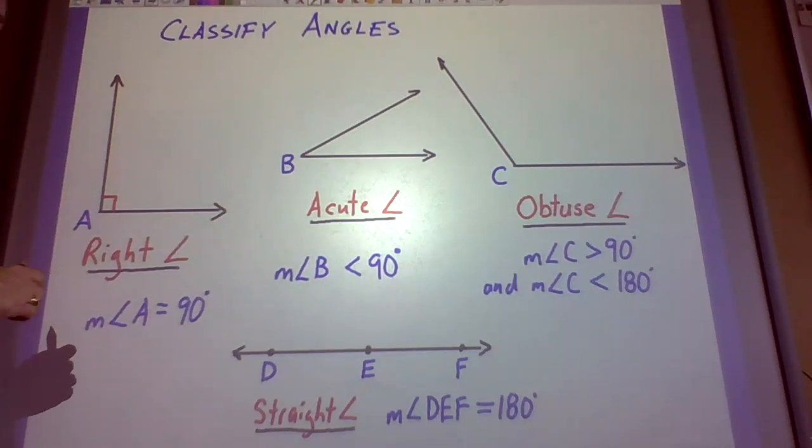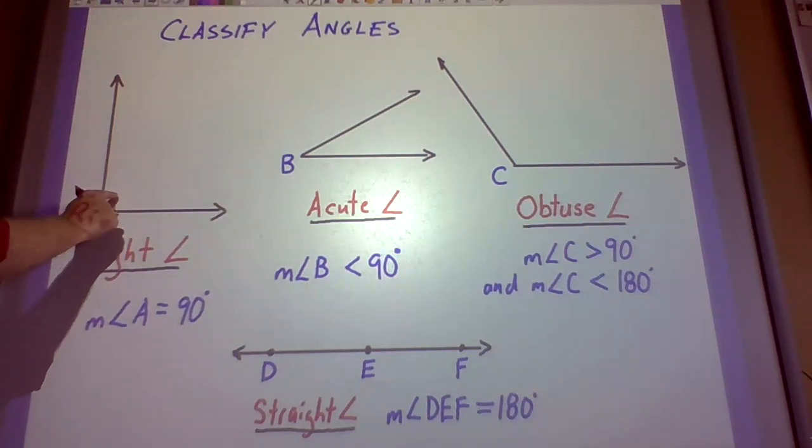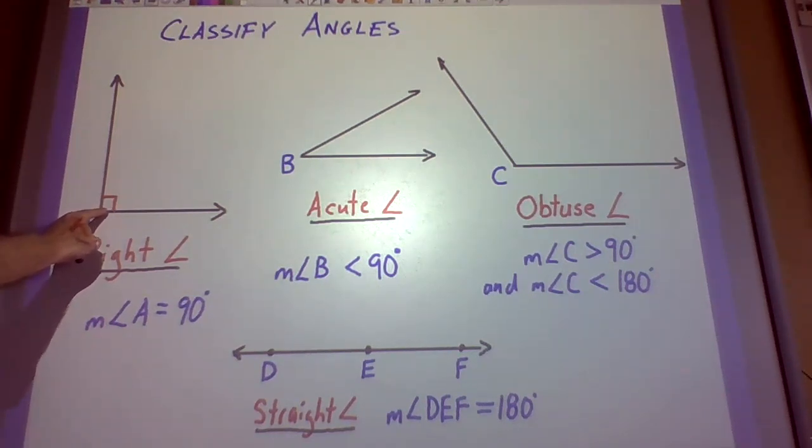We indicate that with a box in the corner. Usually red, doesn't have to be, but usually there's a box in the corner. And that, whenever you see that, that's a very important symbol we use in geometry. That means that angle is exactly 90 degrees.